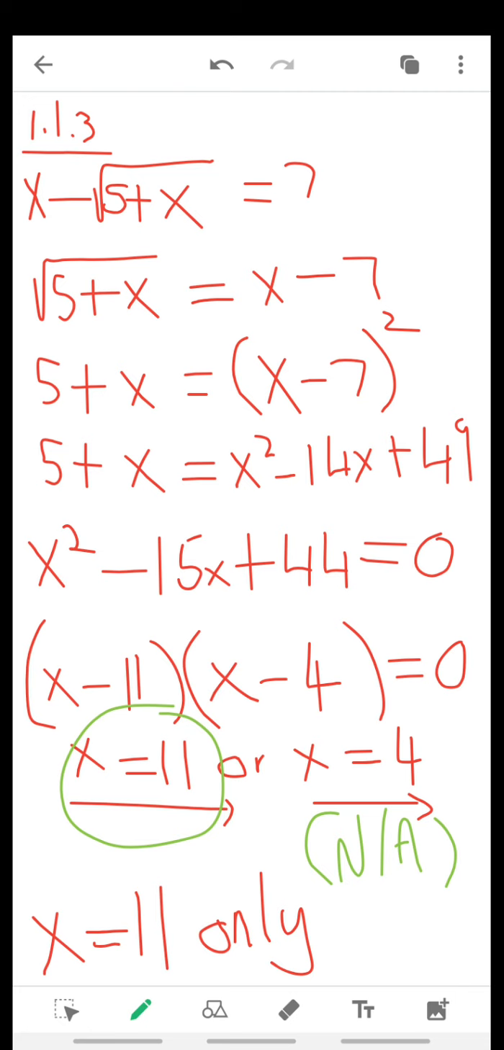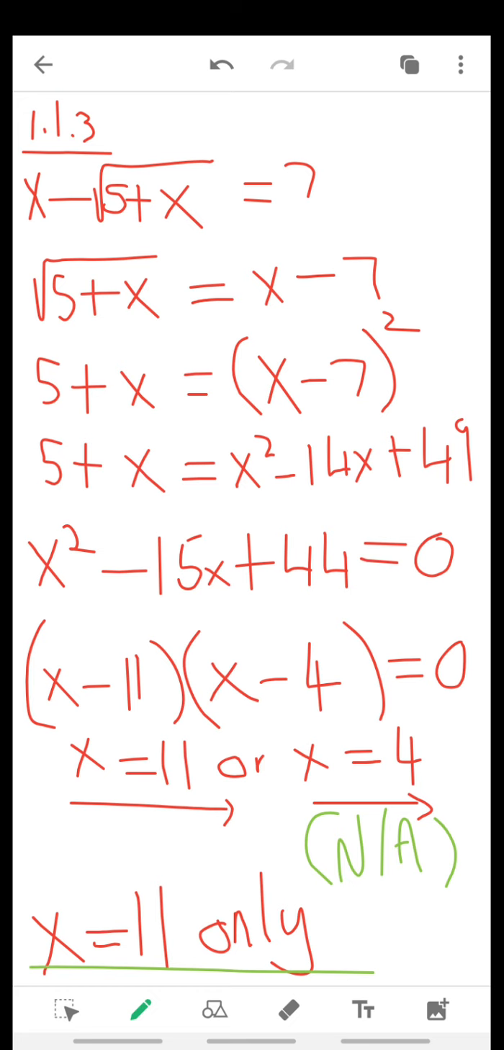When I substitute 11 where there is x in the original equation, I'm getting 7. But when I substitute 4 in the original equation on the left hand side, I'm not getting a 7. Rather I am getting a 1, because it will be 4 minus the square root of 5 plus 4. 5 plus 4 is 9. Square root of 9 is 3. 4 minus 3 is 1. So 1 is not equal to 7. Hence I must tell the marker that x equals 4 is not applicable. Therefore, x equals 11 only.